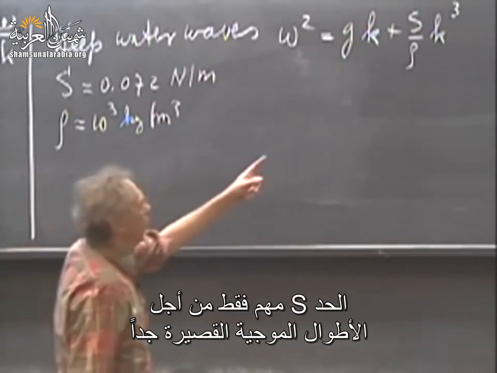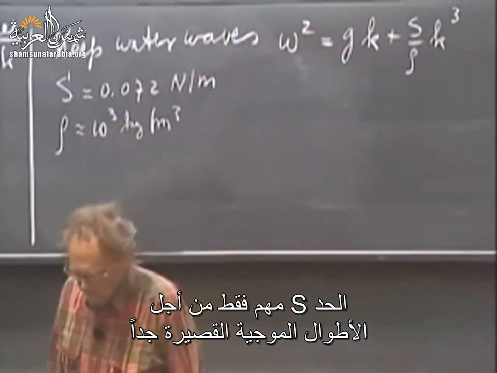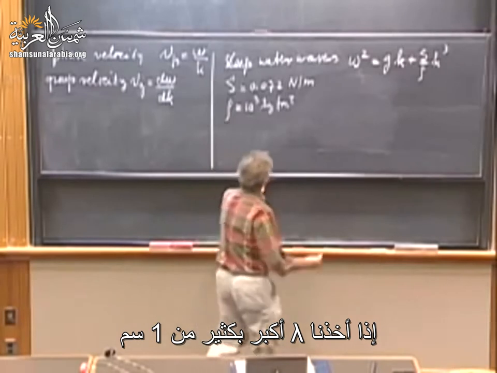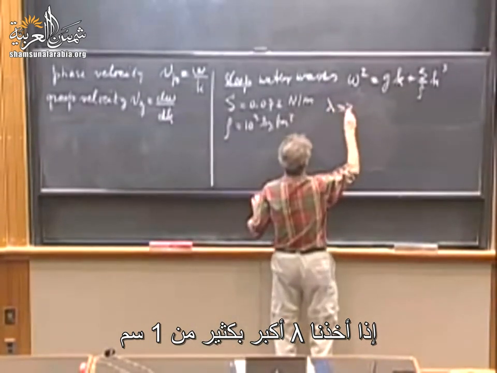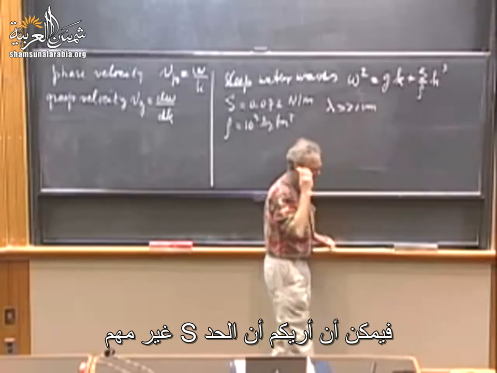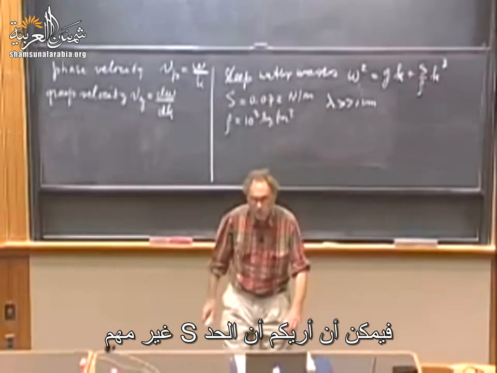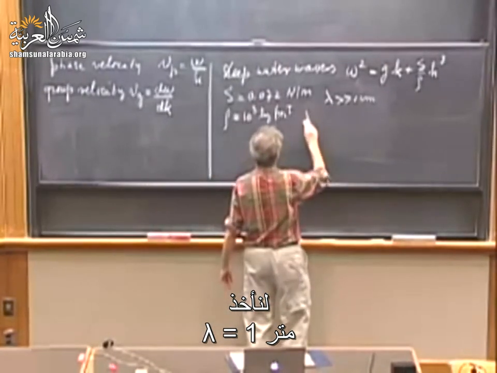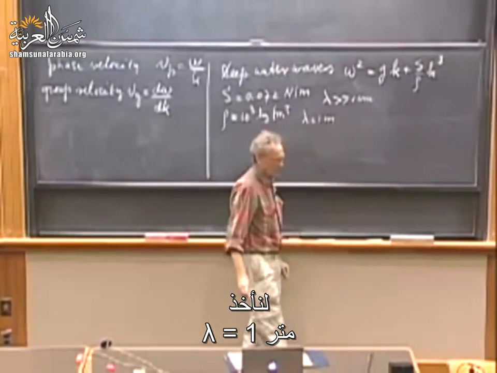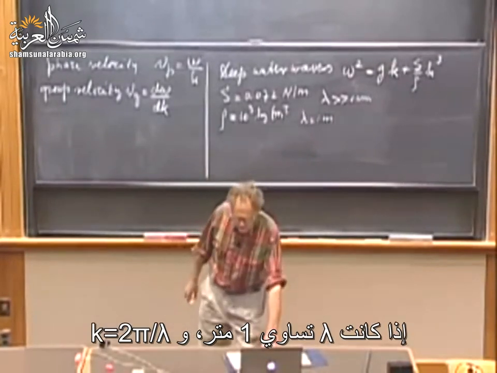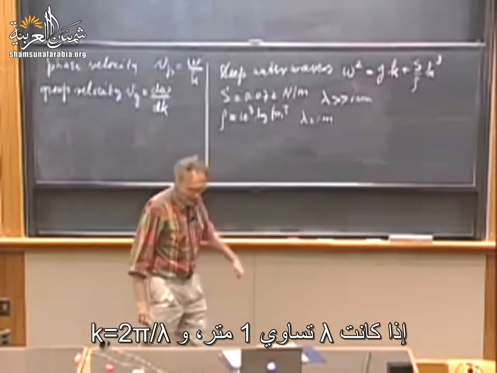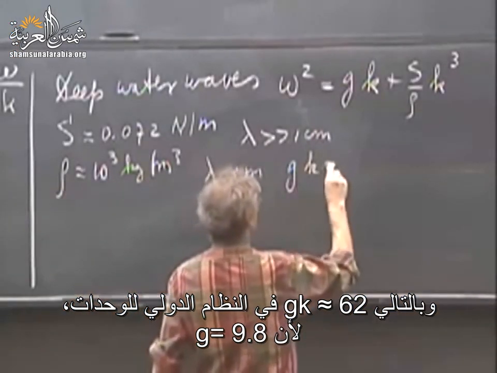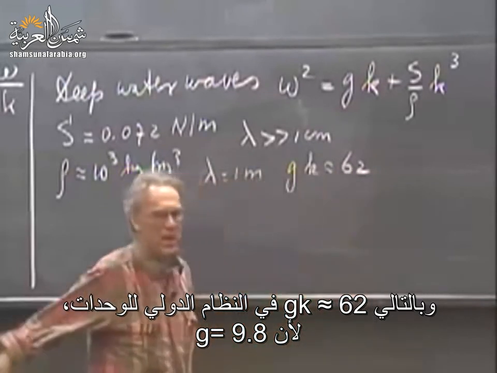Now, this s term is only important for very short wavelengths. If you take the case that lambda is much, much larger than 1 centimeter, then I can show you that the s term is unimportant. So let's take lambda equals 1 meter. If lambda is 1 meter, then k is 2 pi divided by lambda, so you can calculate what gk is. It's about 62 in SI units, because g is 9.8.